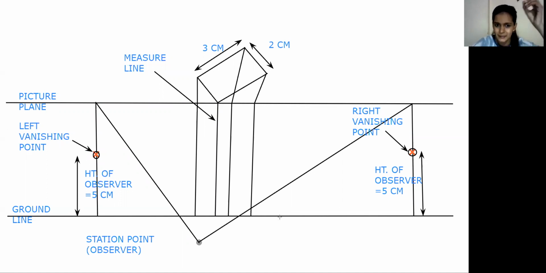Consider the measure line, the vertical line, and we need to show the actual dimension on it. Suppose this is our ground line point. From here we need to show the height of object that we have considered, 2 centimeter. So 2 centimeter. How do we get this point? Because we have considered the height of object that is 2 centimeter. I'm writing this side.